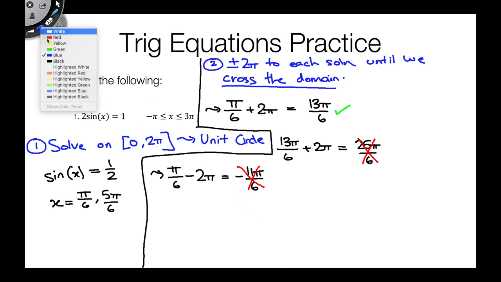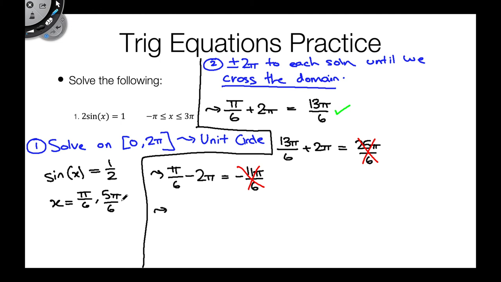Now let's move on to the next solution, which is 5 pi over 6. Let's add 2 pi to that. If we add 2 pi, once again 12 pi over 6, that'll give us 17 pi over 6. Is that in our domain? You bet it is, because 17 pi over 6 is not quite 3 pi. However, it doesn't really make sense for us to add 2 pi again, because when we had 13 pi over 6 and added 2 pi, it already took us beyond our domain. 17 pi over 6 is much greater than 13 pi over 6, so we can just stop there.